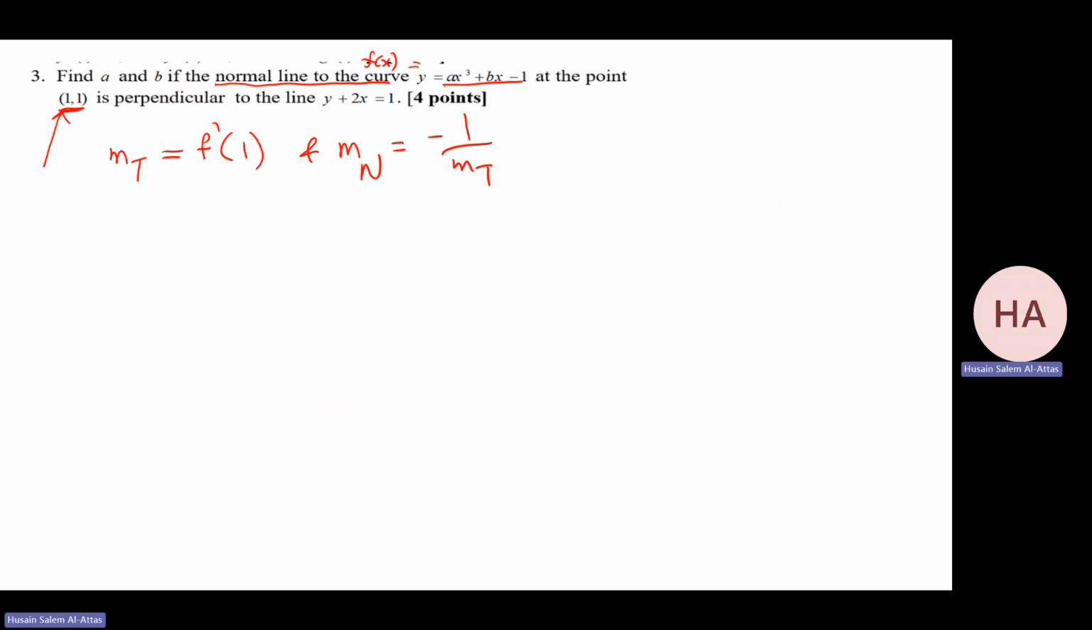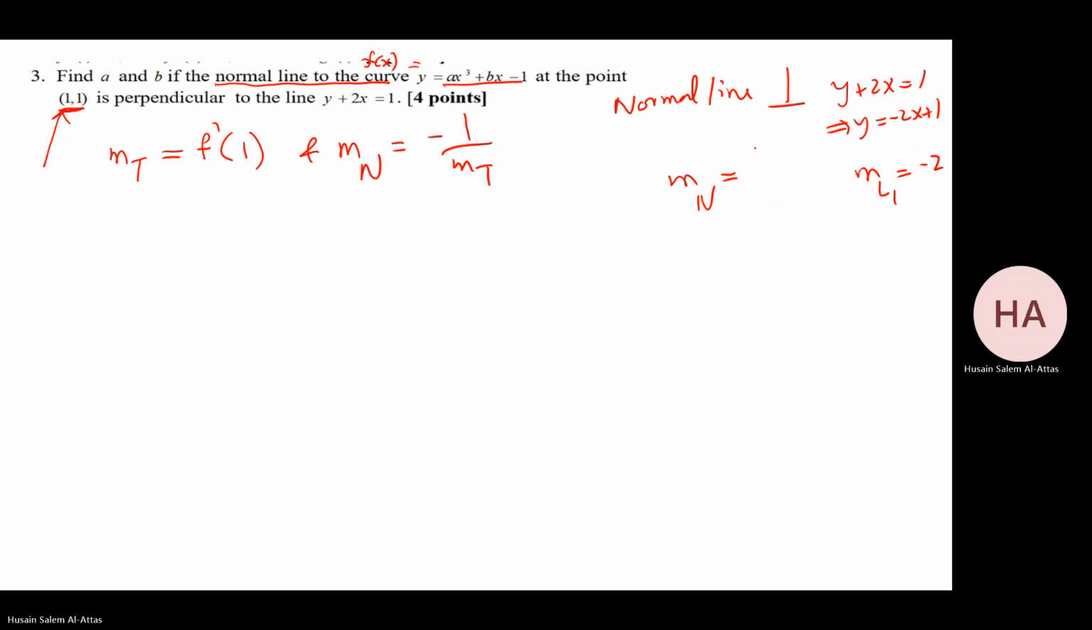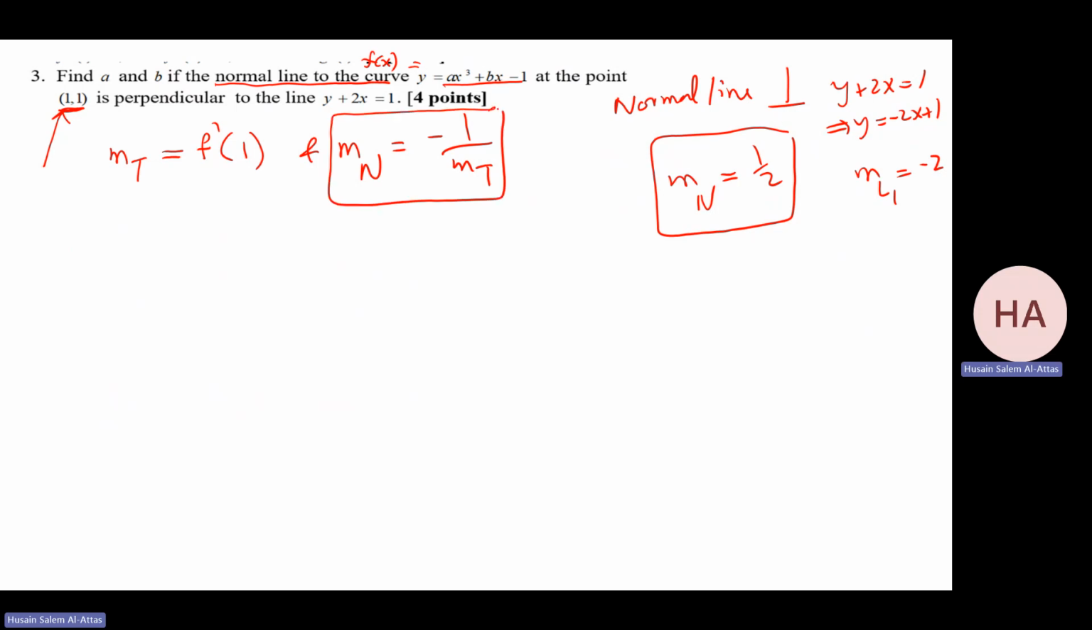Not only that, I know that the normal line is perpendicular to this line, which is y equals minus 2x plus 1, where the slope of this line is minus 2. So the slope of the normal is half. I need to know this. Okay, so I'll find the slope of the normal in 2 ways. I'll find it doing this, and I already did it using this.